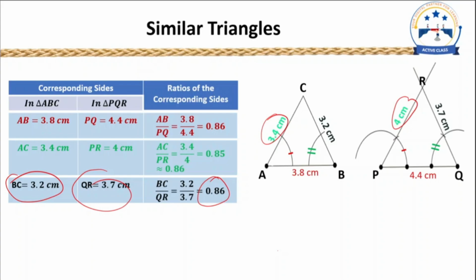And remember, while calculating ratio, I have kept the sides of first triangle in the numerator and sides of the second triangle in denominator. You can reverse the case, but you cannot put sides of first triangle in the numerator and second triangle in denominator in first ratio and the opposite in second ratio. That is not allowed and you will not get the same value.